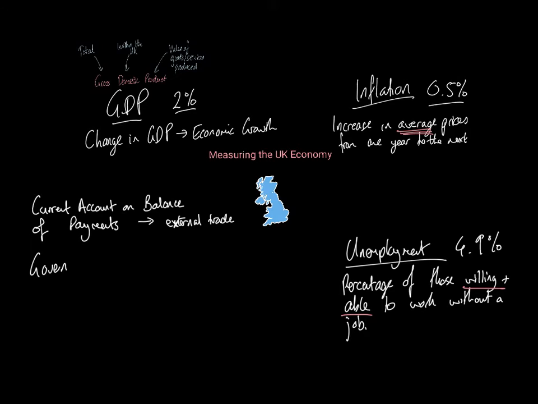Another thing that we might look at to try and figure out the relative strength of the economy is the government deficit. And this means how much more is the government spending than they are receiving through tax revenue. We may also look at the level of government debt. You may also hear this referred to as sovereign debt. They essentially mean the same thing.